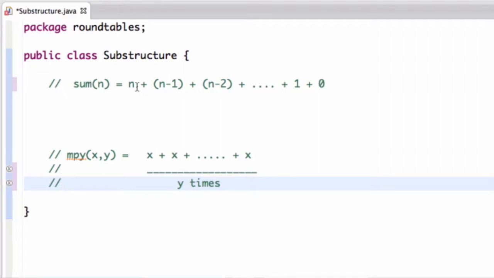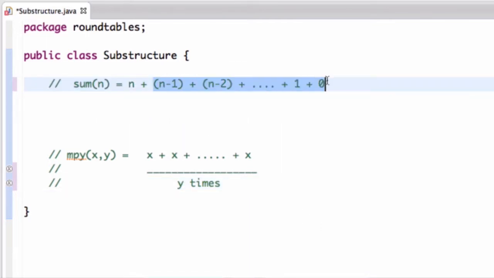So Josephine, if you look at the right-hand side here, where do you see a smaller example of sum? Well, it's from n minus 1 onwards. Right. Let me highlight what you say. So from here all the way to here is a smaller example of sum.